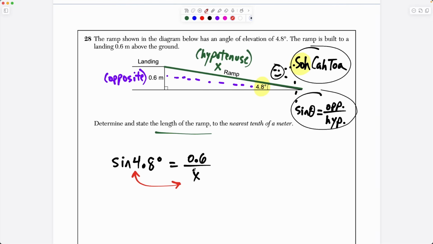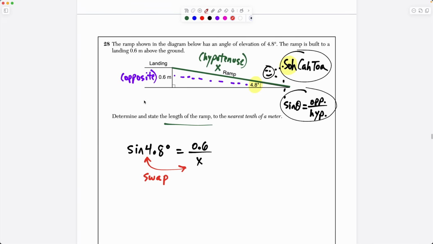So when you have x in the denominator of a fraction, and it's just a single fraction like this, like some number over x equals some other term, you are allowed to just swap these two algebraically, okay? And I'll show why at the end, why we could do that. But let's just say you want to get to the answer faster. You can say that x equals 0.6 over sine of 4.8 degrees.